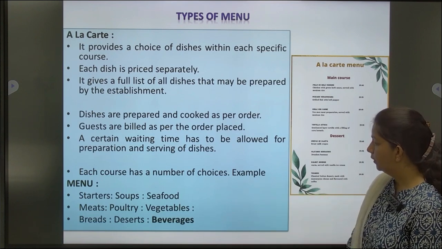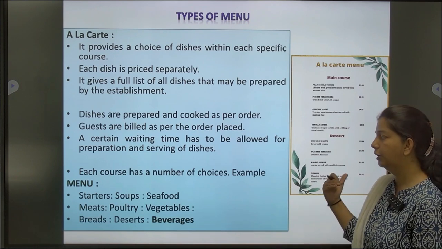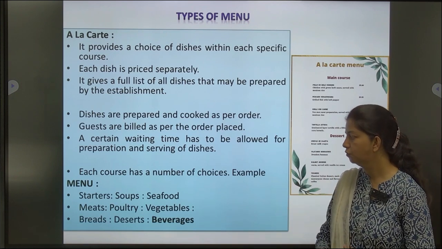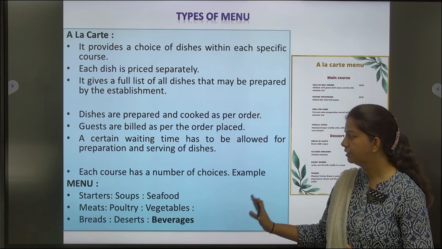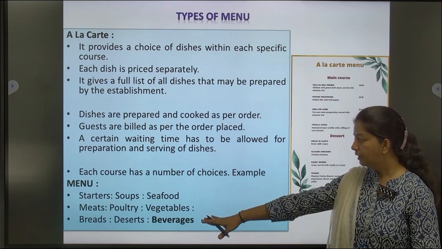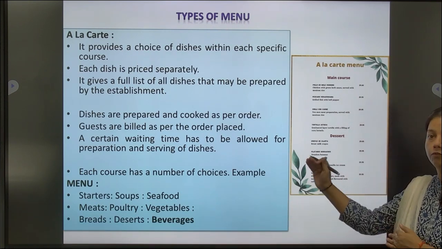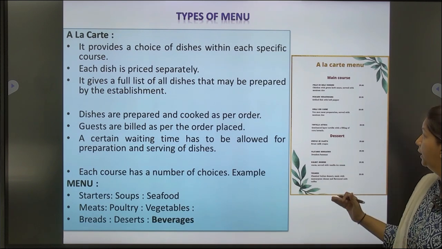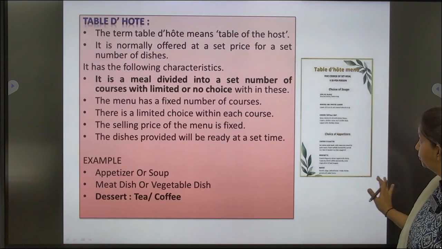divided into different heads, like starters, which contain different food items like soups, seafoods, meats and poultry. Vegetables are differently placed. Desserts are differently placed. So all the food items are placed separately according to the menu.